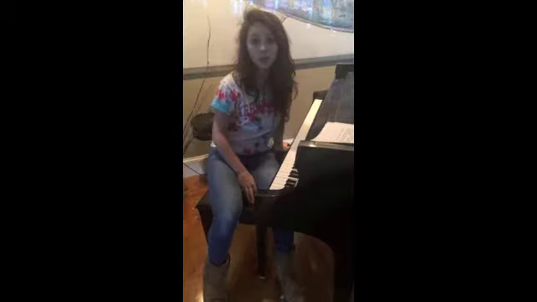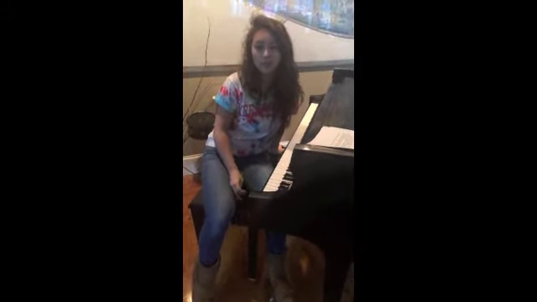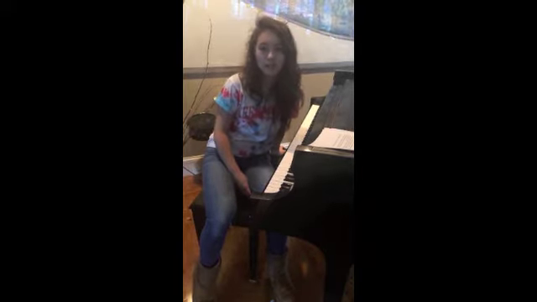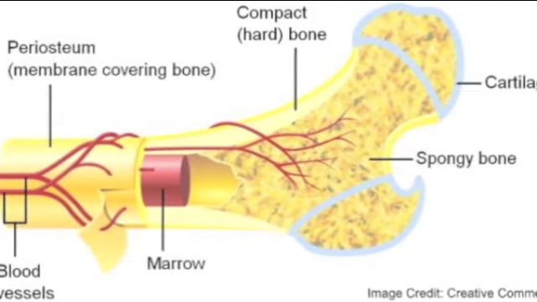So, if those were all the layers of bone tissue, then what's in the center? That would be bone marrow. Bone marrow is responsible for making blood cells within the bones. The 2 different types of bone marrow are red and yellow.